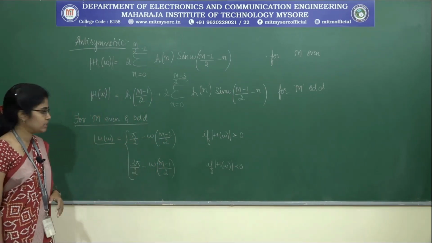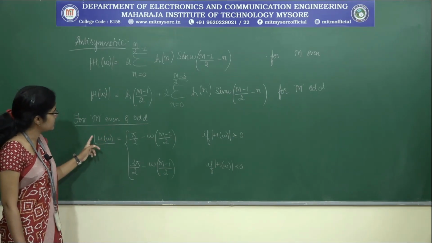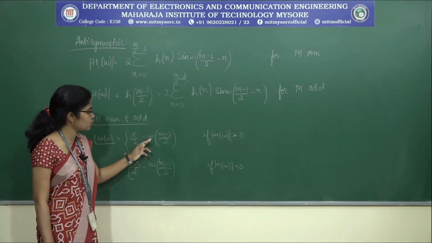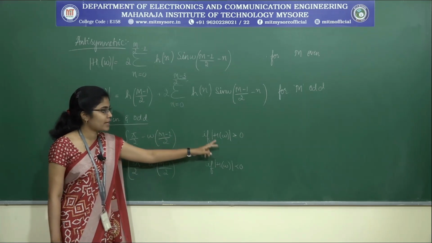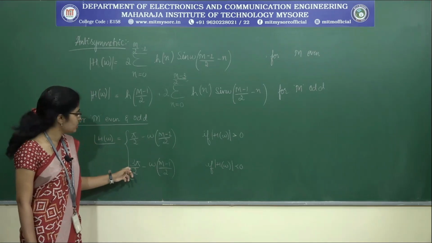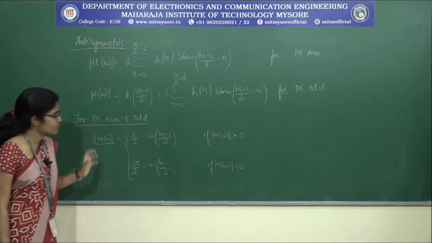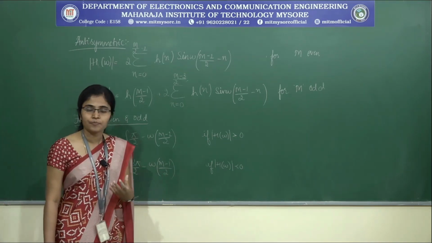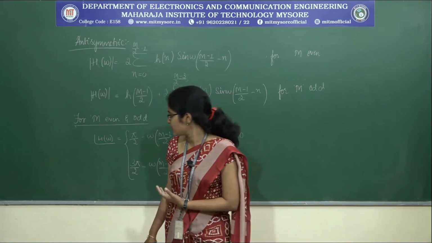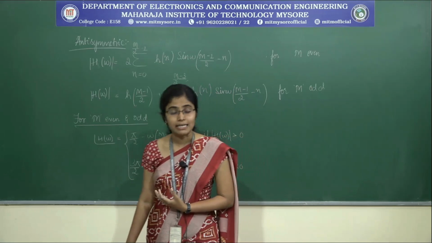If I look into the phase condition, for both even and odd, the phase conditions are the same. That is, angle H of omega will be equal to pi by 2 minus omega (m minus 1)/2 when magnitude of H of omega is greater than 0, and for it lesser than 0, it will be equal to 3 pi by 2 minus omega (m minus 1)/2. So, this is the phase condition. Again, looking here, the term (m minus 1)/2 is a constant term. Therefore, we can conclude the phase varies linearly with respect to omega. Therefore, FIR filters are linear phase filters.